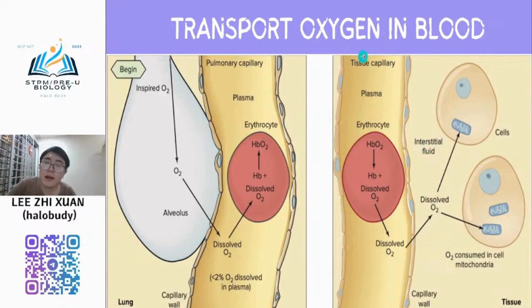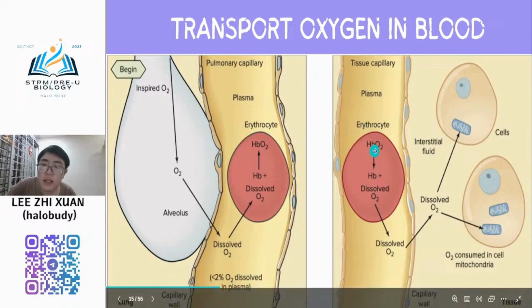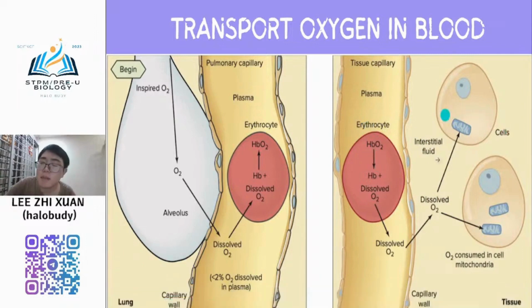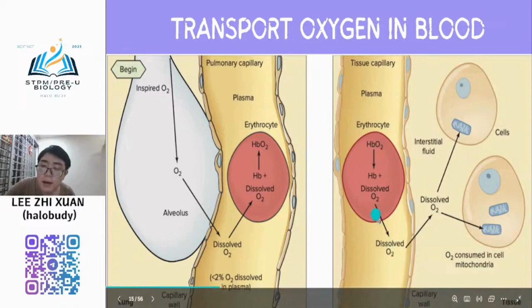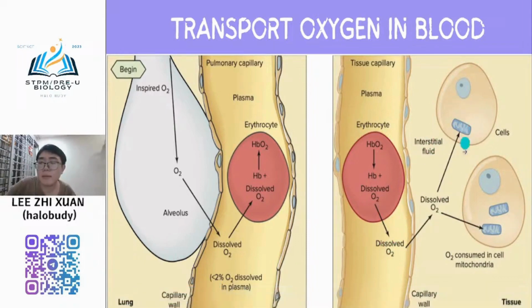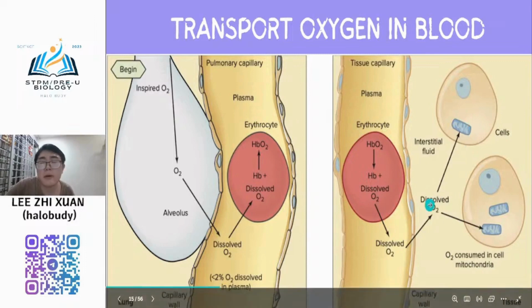At the tissue capillary, the partial pressure of oxygen is very high, and in the tissue that contains cells, the partial pressure of oxygen is very low. That's why the oxygen gas will diffuse out from the erythrocyte into the blood plasma, then go to the interstitial fluid, and then the cell will take up the oxygen. So this process is diffusion.